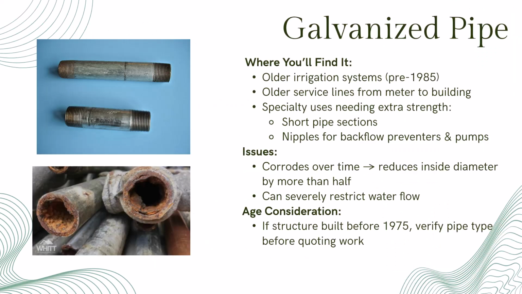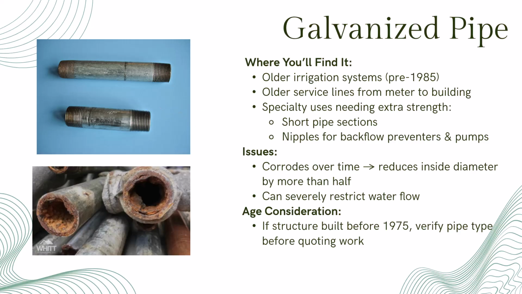Galvanized pipe, also called galvanized iron or GI pipe, was once the go-to for service lines and irrigation piping, but it's been largely replaced by PVC and polyethylene in modern systems. You'll still find it in older irrigation systems, especially those built before 1985, and in older service lines from the meter to the building. It's also used in specialty situations where extra strength is needed, like short sections of pipe or nipples going into or out of backflow preventers or pumps.